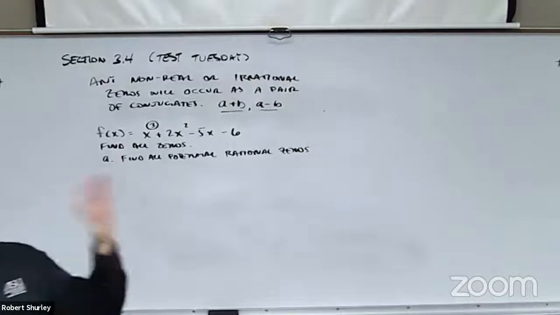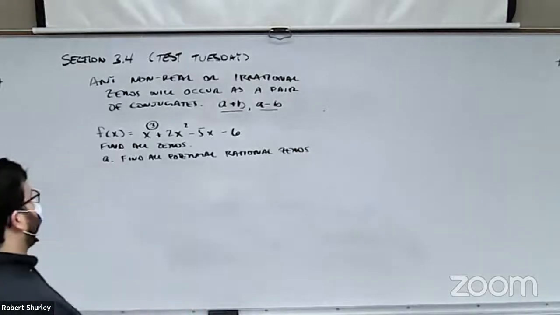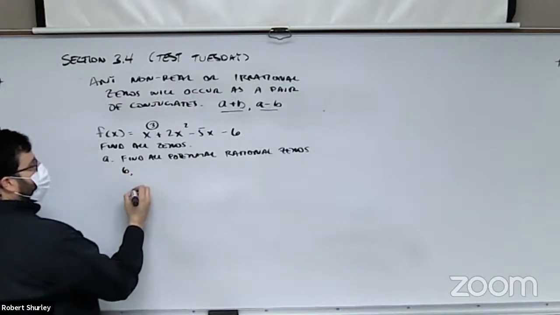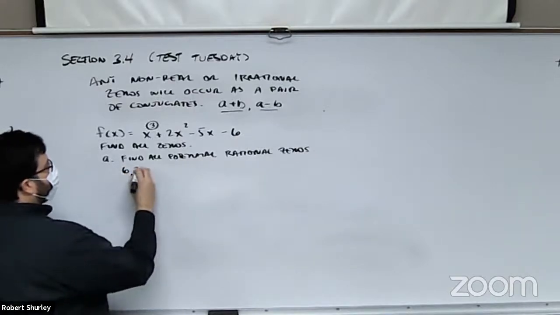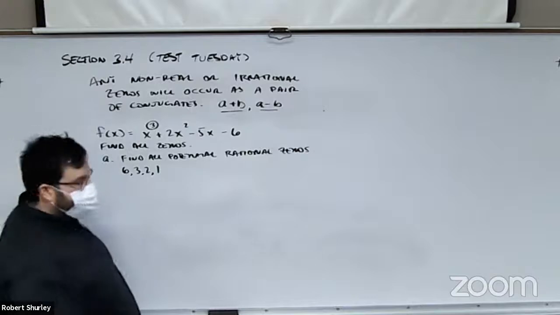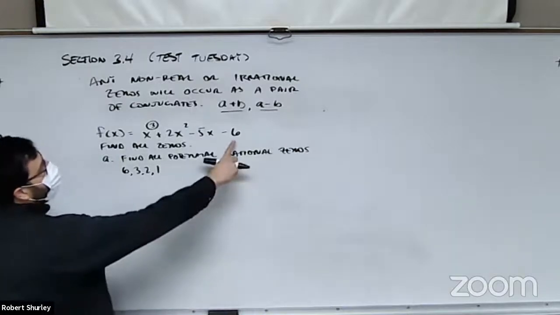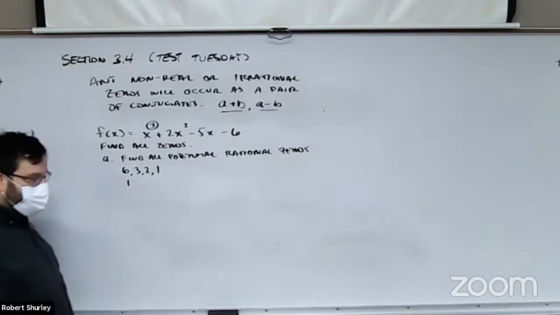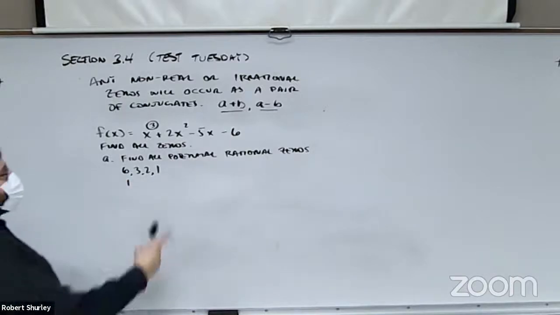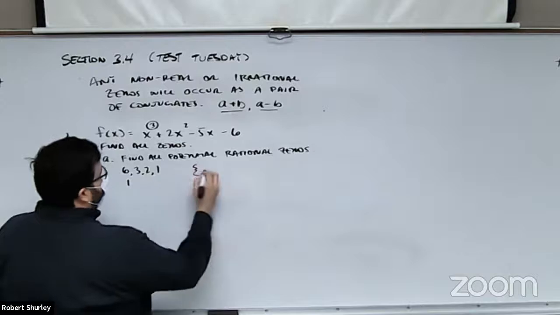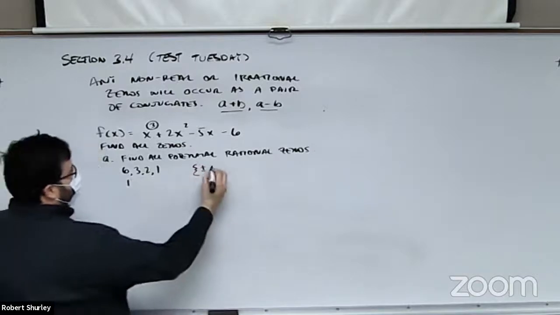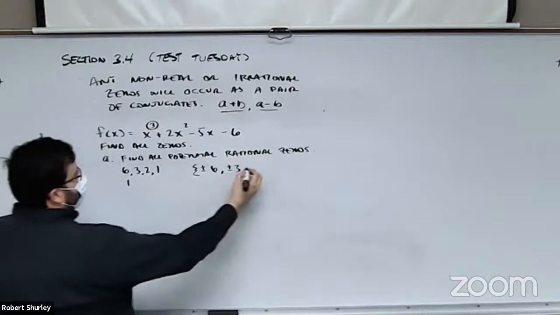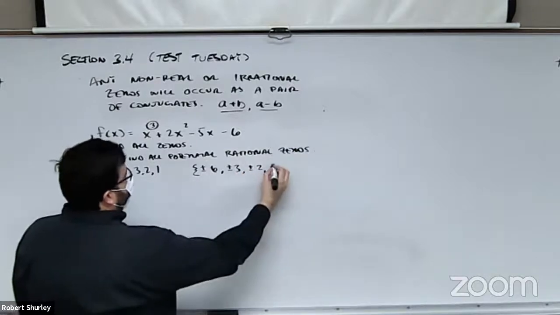And this is, again, another example of what we were doing just a minute ago. Okay, so I'm going to look at the constant first. I've got a 6. 6 is divisible by 6, 3, 2, and 1, right? My leading coefficient for this one is nice. It's only 1. 1 is only divisible by 1. So my potential rational zeros here are just plus or minus 6, plus or minus 3, plus or minus 2, and plus or minus 1.